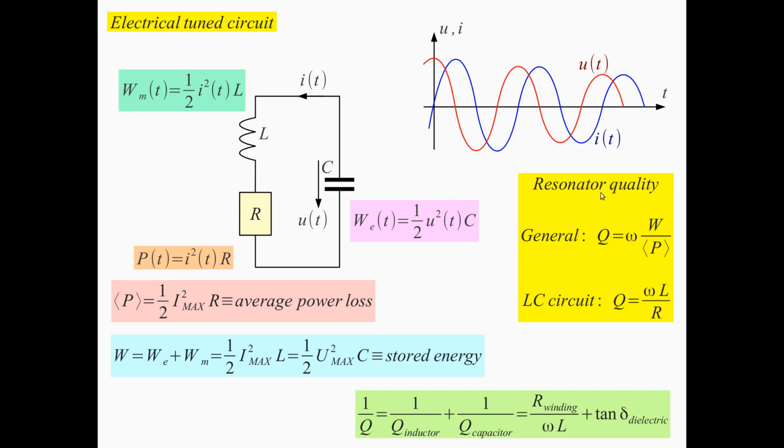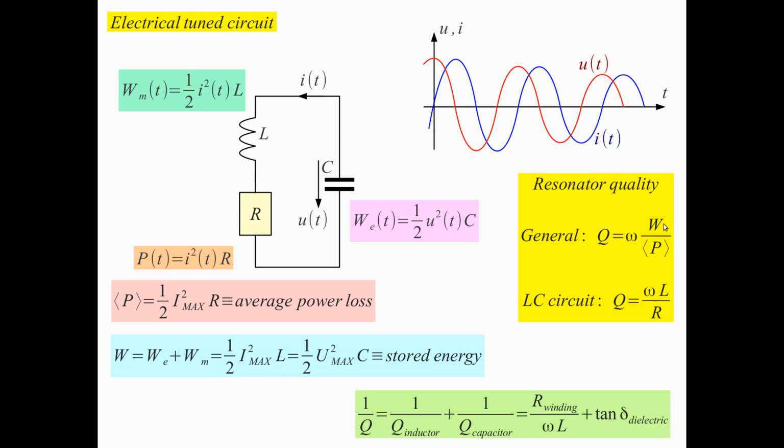Resonator quality applies for any kind of physical resonator. It also applies to an electrical tuned circuit, and the resonator quality will tell us how good a filter we can make with such a resonator. And in general, for any physical resonator, the quality of the resonator is the angular frequency multiplied by the energy stored in the resonator divided by the average power in the resonator.